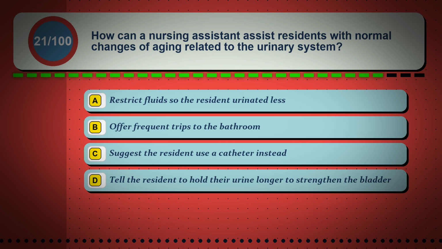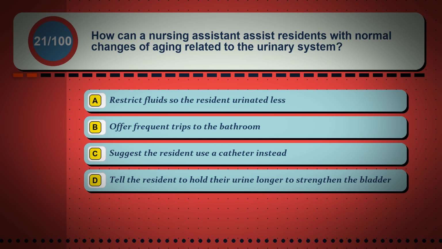Question 21. How can a nursing assistant assist residents with normal changes of aging related to the urinary system? Option A, restrict fluids so the resident urinated less. Option B, offer frequent trips to the bathroom. Option C, suggest the resident use a catheter instead. Option D, tell the resident to hold their urine longer to strengthen the bladder.